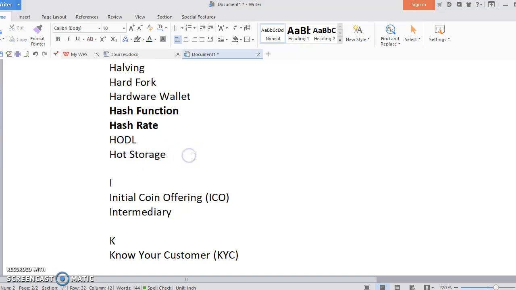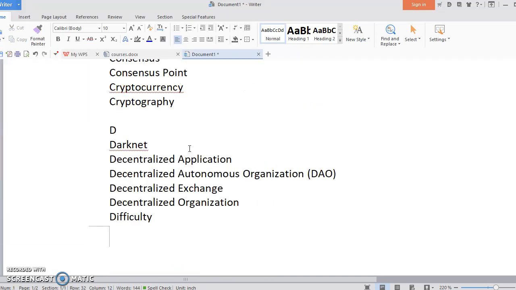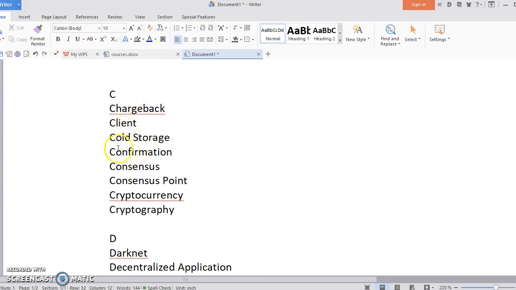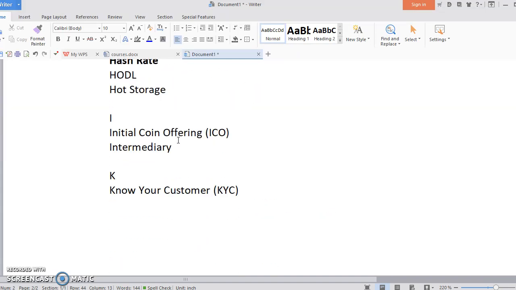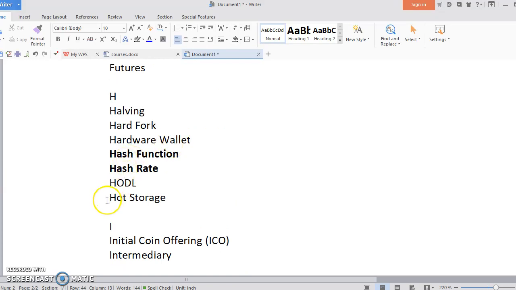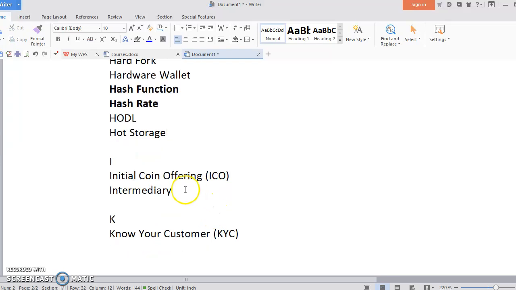So hot storage is the opposite of cold storage. We said cold storage is basically when you store a digital asset in an offline medium like paper wallets, USB sticks or your hardware, so they can be accessed offline. Hot storage is basically storing digital assets in a medium that can be accessed online, maybe with the help of the internet.